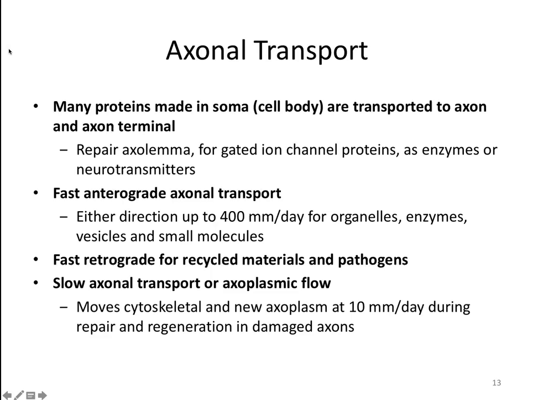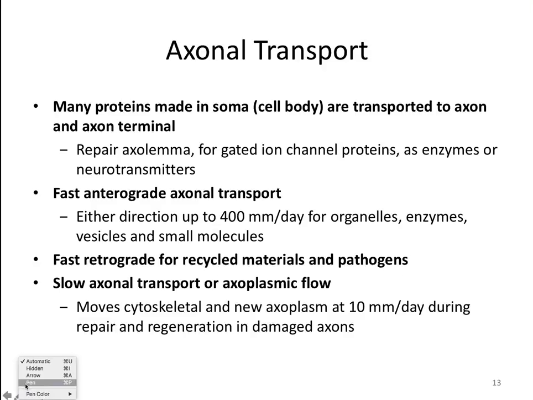But regardless, they need to get down to the other end of the cell, which is at a distance from the cell body. So how do they go? Well, you can have fast anterograde axonal transport. And this is in either direction up to 400 millimeters a day for organelles, enzymes, vesicles, and small molecules. There are also fast retrograde transports, which go back towards the soma for recycled materials and for pathogens.